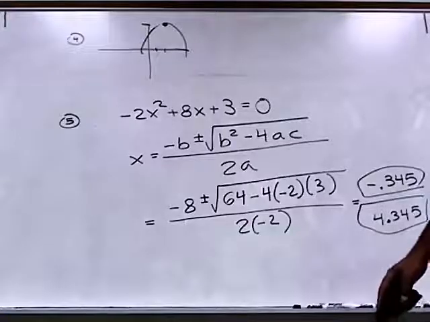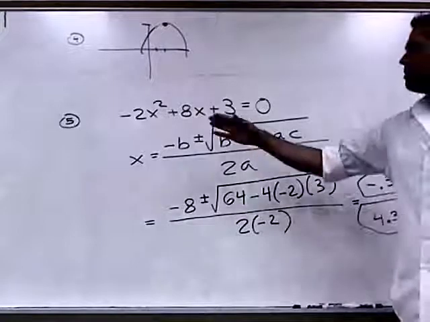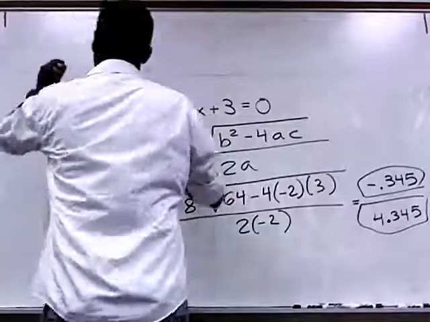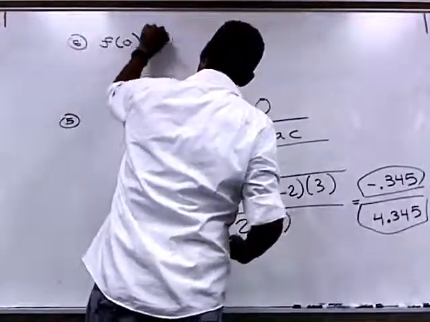Y-intercept, this was the easiest part of the whole thing, right? Because what's the y-intercept when it's that one? 3. So step 6, I do f of 0, which gives me 3.